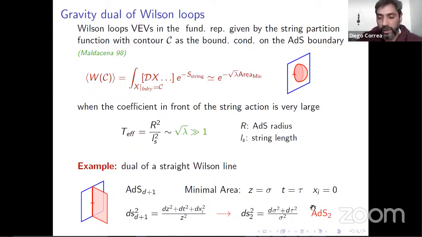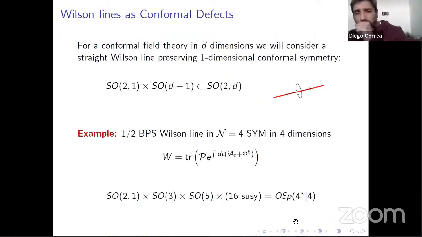The appearance of an AdS2 should ring a bell. Precisely what this is indicating is that in the dual field theory, there should be a one-dimensional object with conformal symmetry. So this is where we're going. We would like to consider Wilson lines as conformal defects. Say we have a conformal field theory in d dimensions, so we have the SO(2,d) conformal group. And of course, if you consider a one-dimensional defect, a line, you're going to break this conformal symmetry, but you cannot break it completely.